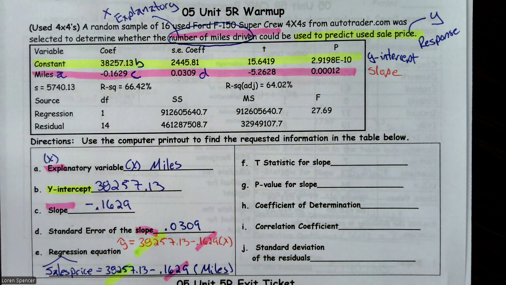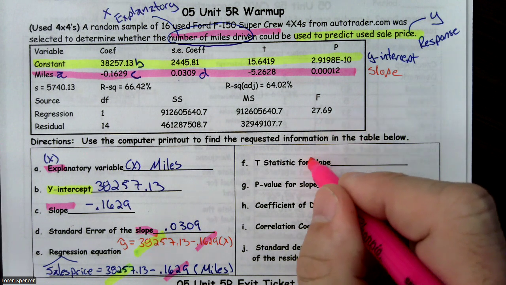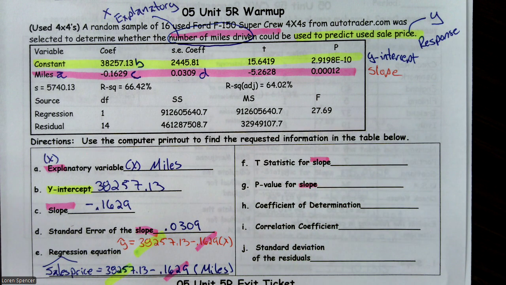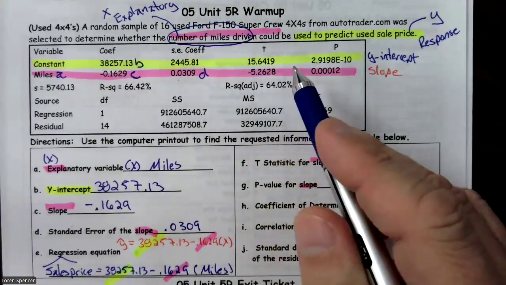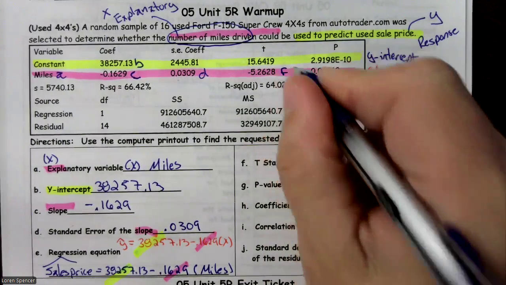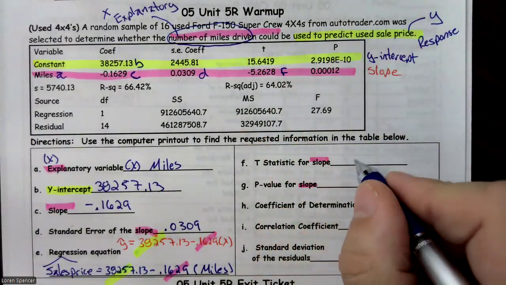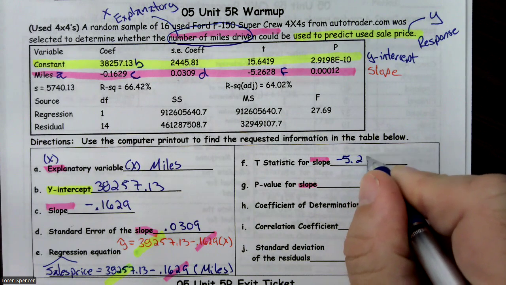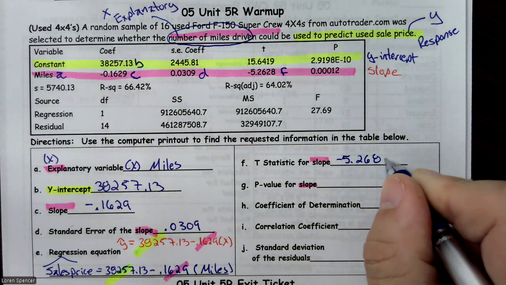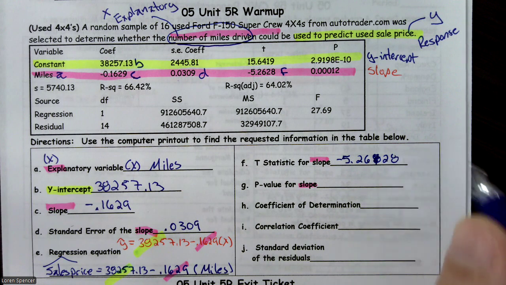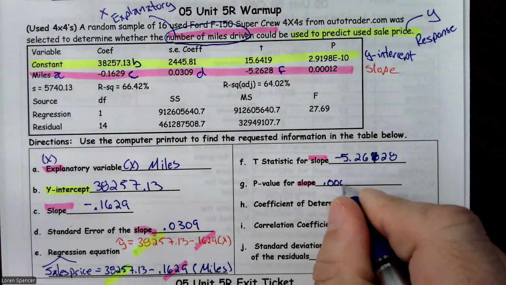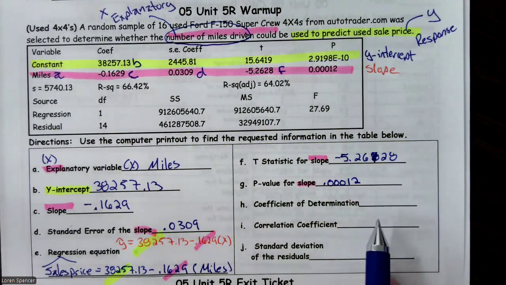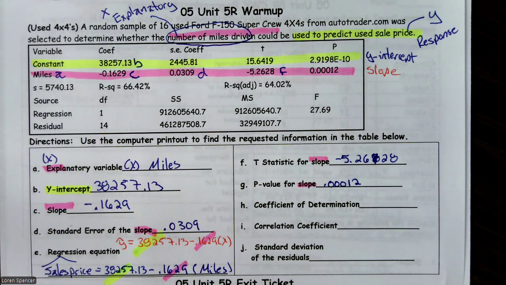The next thing it asks for is the t-statistic for the slope, and the one below it says the p-value for the slope. We're looking on the slope row, and the t-statistic for the slope happens to be negative 5.268, and the p-value is 0.00012.